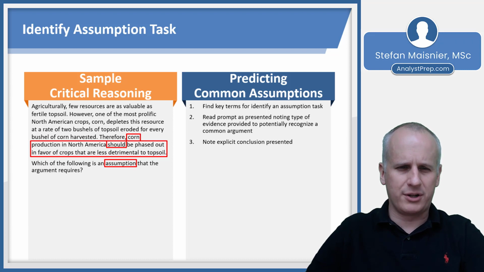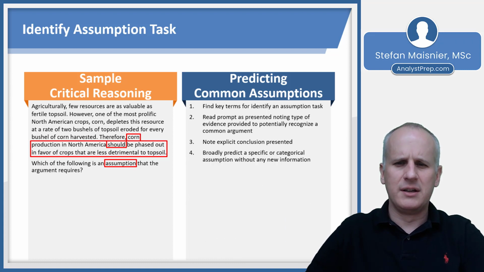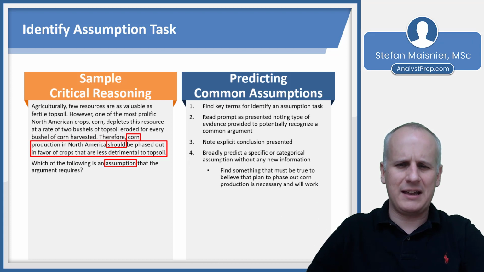So corn production in North America should be phased out in favor of crops that are less detrimental to topsoil because of the evidence that's been provided. So we can broadly predict a specific and categorical assumption here based on this. We need to find something that must be true to believe that the plan to phase out corn production is necessary and will work, basically to save the topsoil.